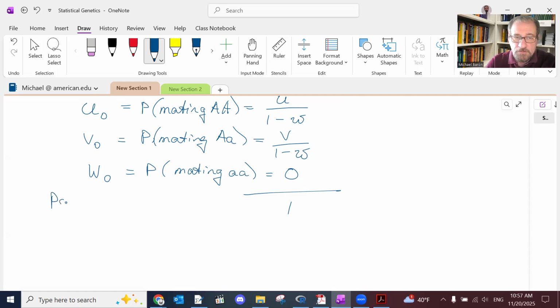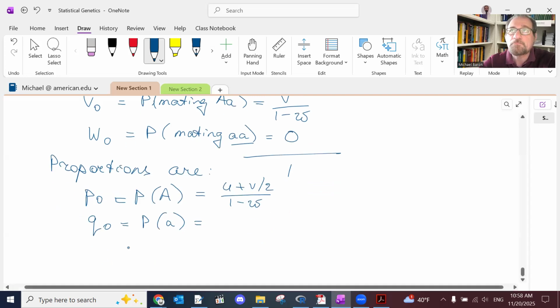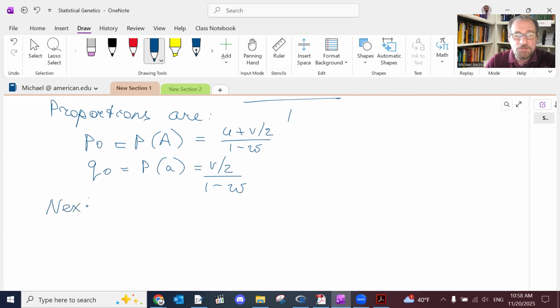Then the proportions of dominant and recessive genes in this distribution are P0 and Q0. So the proportion of mating dominant genes that are passed to the next generation will be U plus V over 2 again, divided by the probability of the condition, AA doesn't mate. And the proportion of recessive genes, V over 2, divided by 1 minus W, proceeding to the next generation.